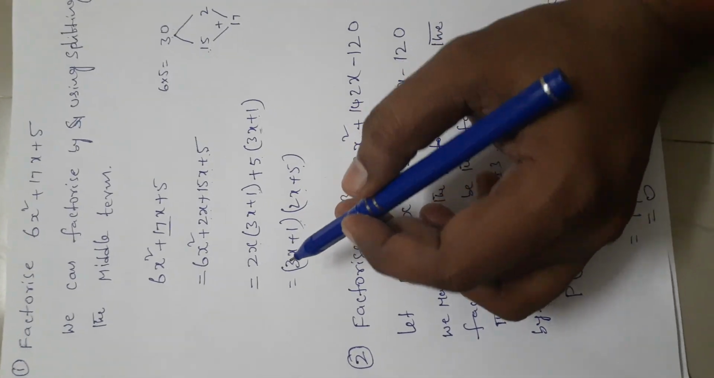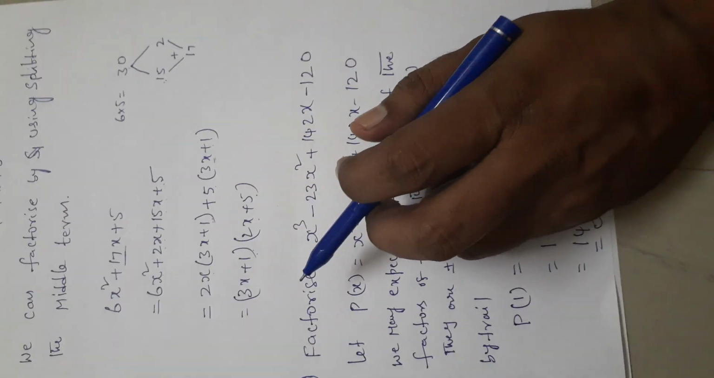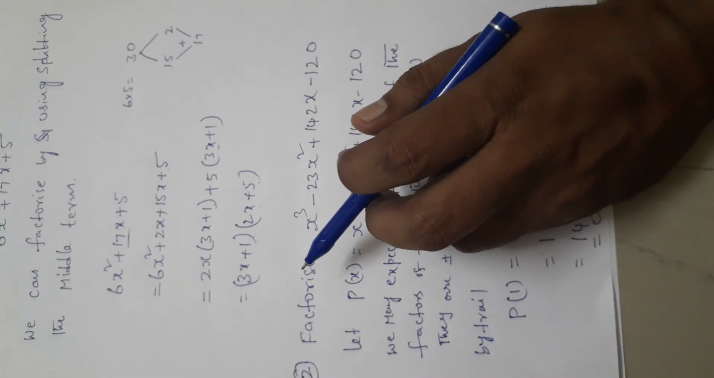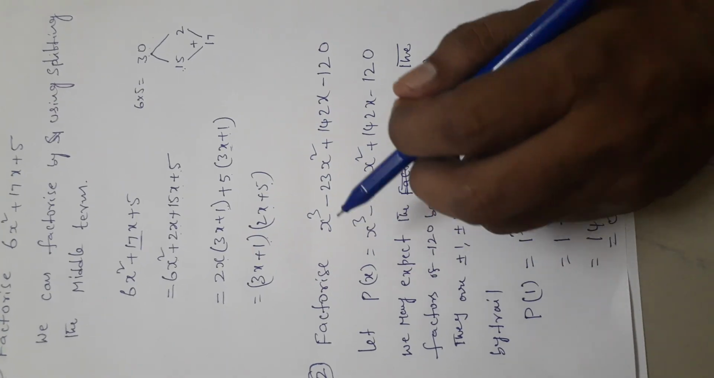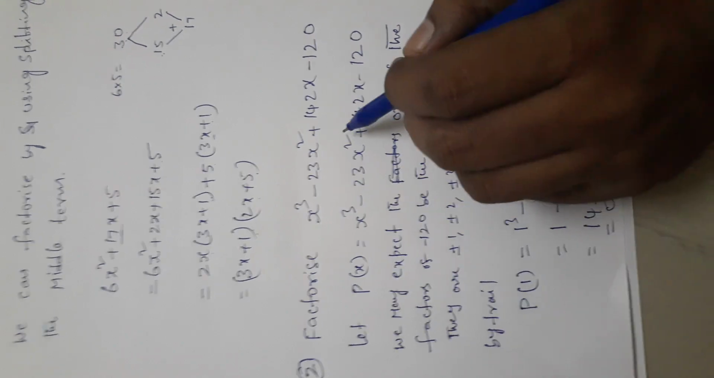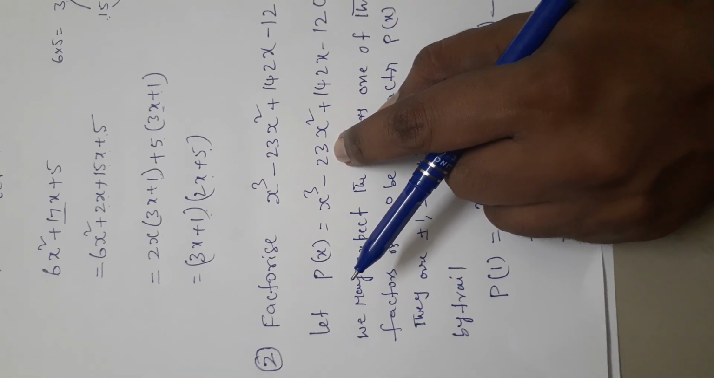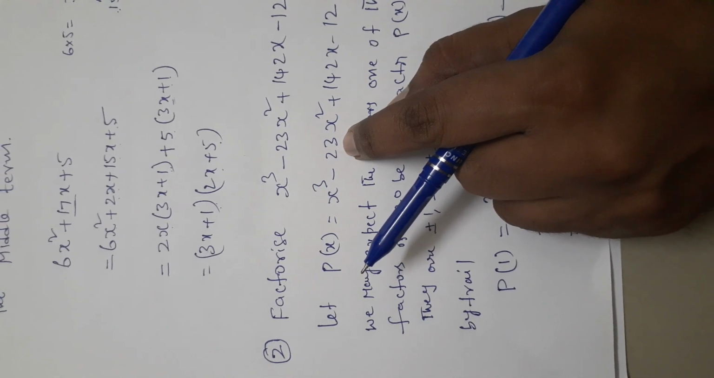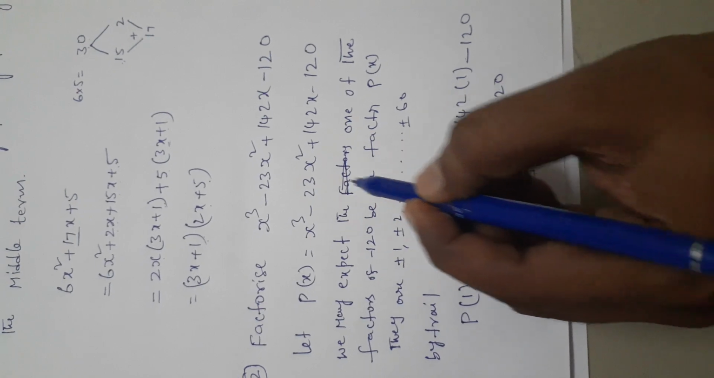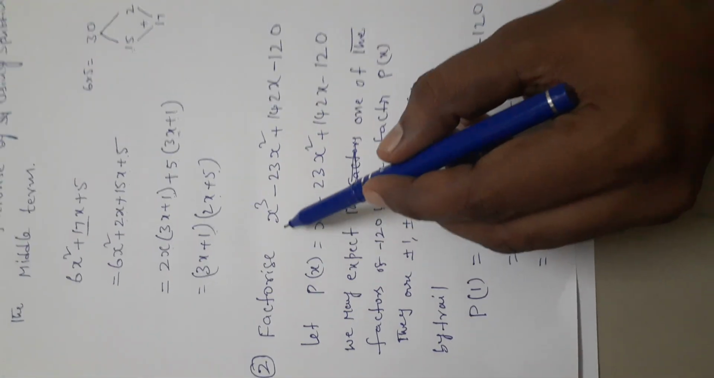Okay. Now let us go for how to factorize the cubic polynomial. Here we cannot directly apply the splitting the middle term concept. First we need to find any one of the factors by using the factor theorem. Then we can go for the further process. We can reduce it to second degree, and again we can use splitting the middle term. Now let us take one example.